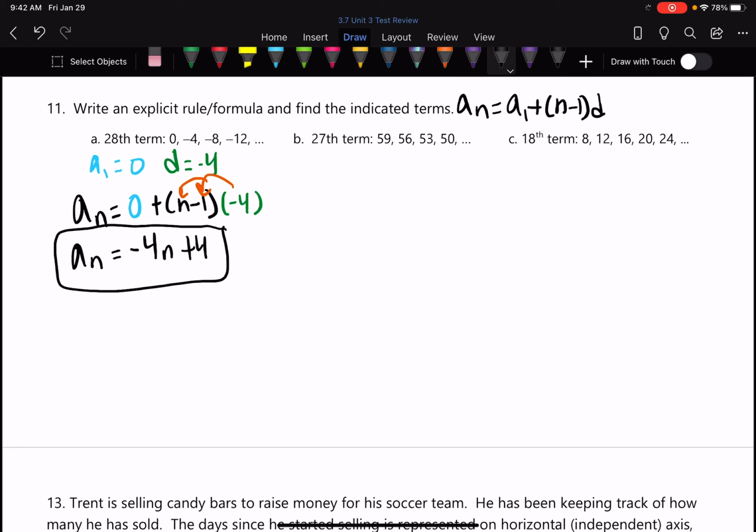Then it asks us to find the 28th term. So anywhere I have an n, I'm going to replace it with 28. So it's going to be negative 4 times 28 plus 4. This is a lot easier than subtracting 4 28 times from 0. I can use my calculator to calculate negative 4 times 28 plus 4. So my a at 28, my 28th term, is going to be negative 108.